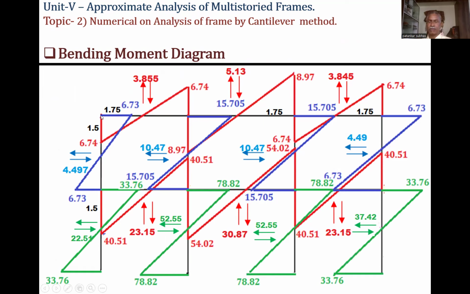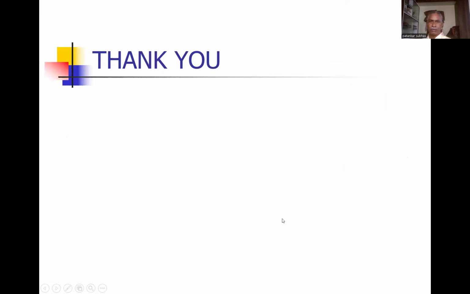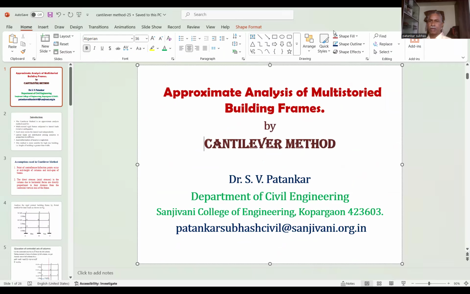And for the beam, we consider the summation of moment at the joint. We get the moment in the beam. Once we find the moment at one end of the beam, the same moment will be developed at the other end. 6.74, 6.74, 8.97, 8.97, like that. And this is the bending moment diagram for the column as well as for the beam. So in this way, you can find the moment, shear force and axial force in the frame. Thank you very much.